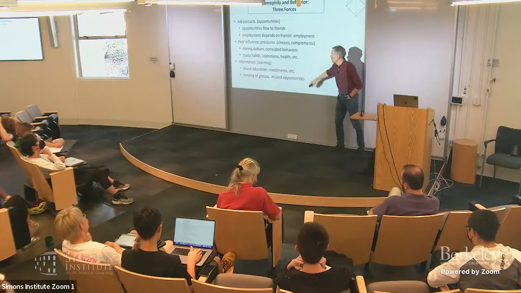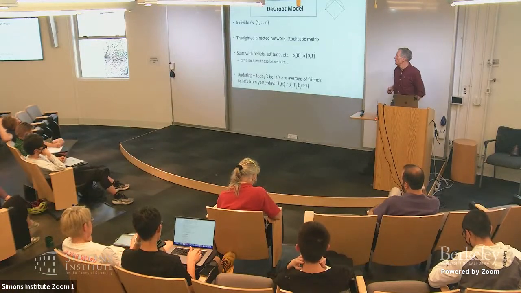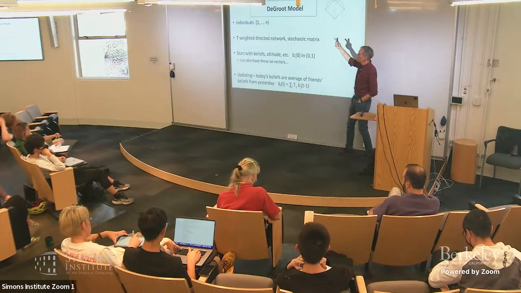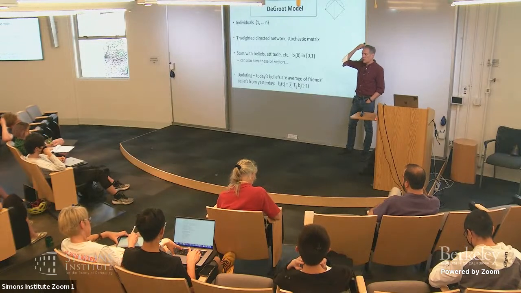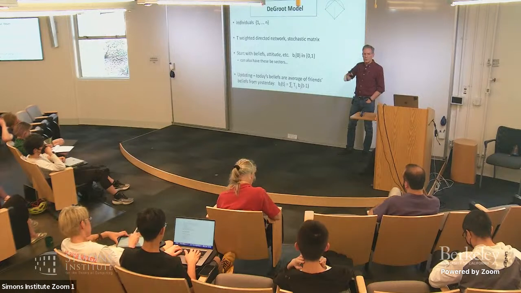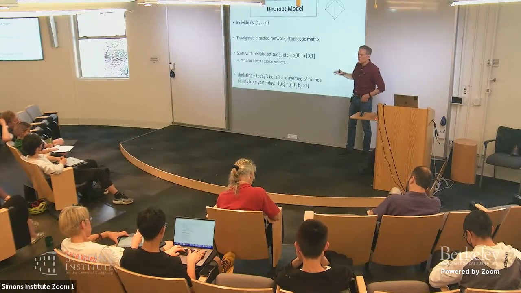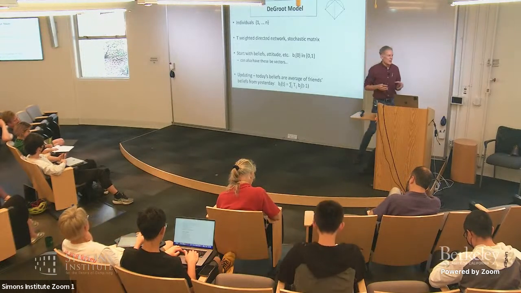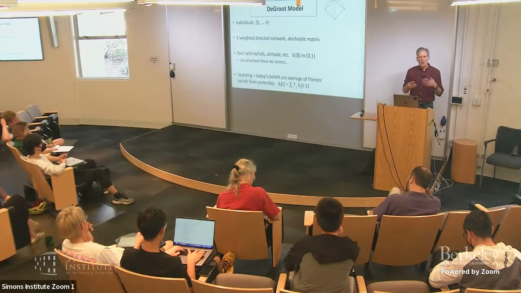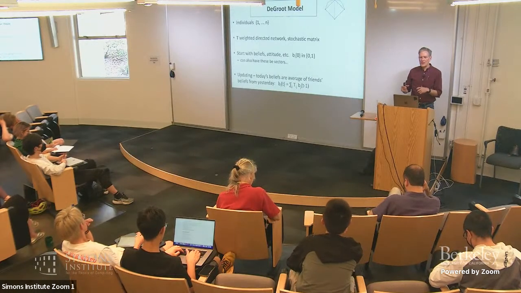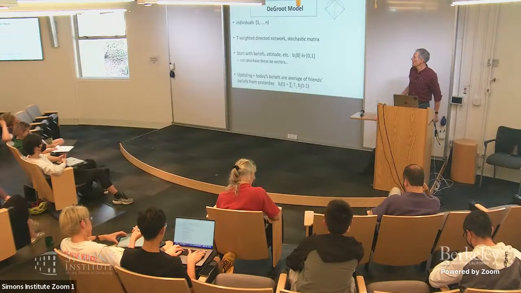Okay, so now this simple information model. What I'm going to do is just do the DeGroot model, which is, I think, a really beautifully simple, nice, elegant model. It's from Morris DeGroot in the 1970s. There were earlier incarnations of it in the literature, but DeGroot was the first person to formalize it and prove some things about it.